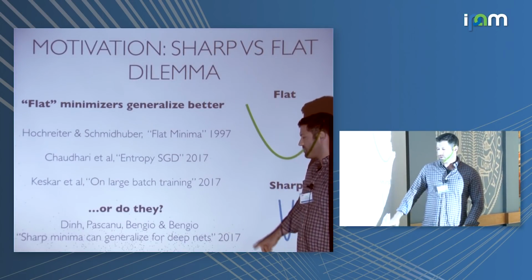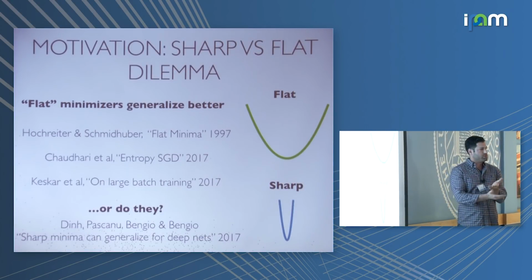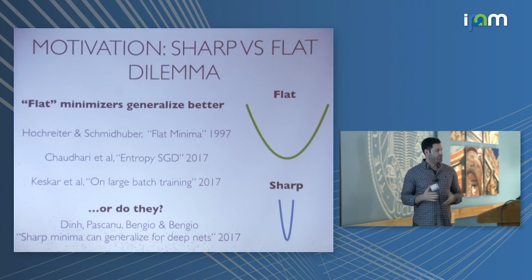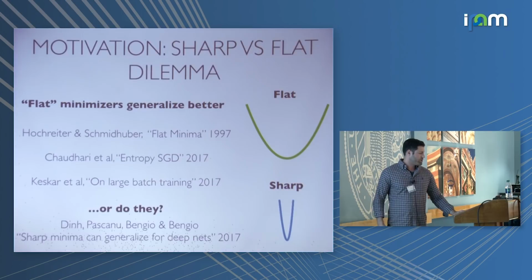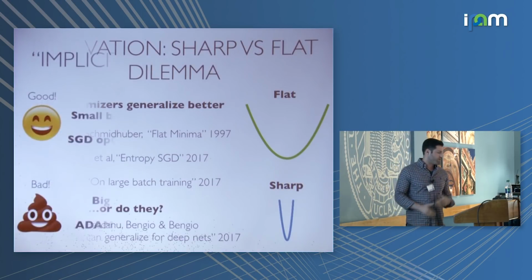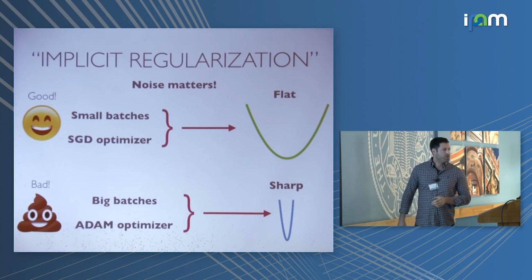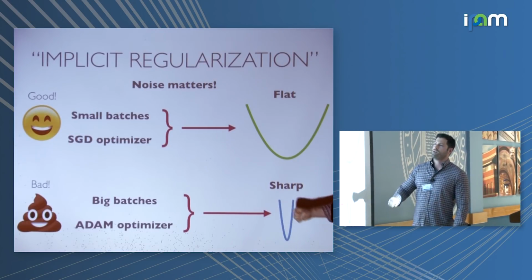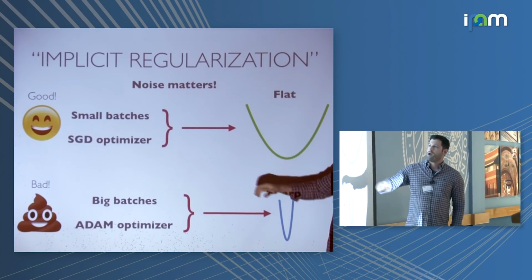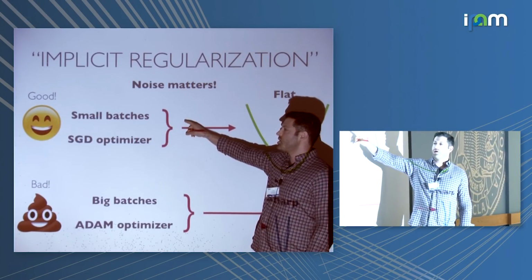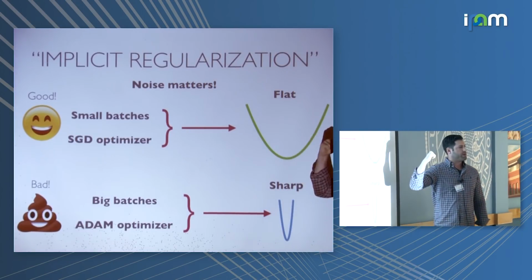There was a recent paper at ICML 2017 that exploits certain types of scaling invariances, which we'll talk about in a bit, to show that sharp minimizers can also generalize. And sharp versus flat is really important because the kinds of algorithms that we use to train affect what kind of minimizers we get. So it's believed that the implicit regularization of SGD is important. That means we need to have noise in SGD. And so small batch sizes tend to give us flat minimizers. The SGD optimizer tends to give us flat minimizers.